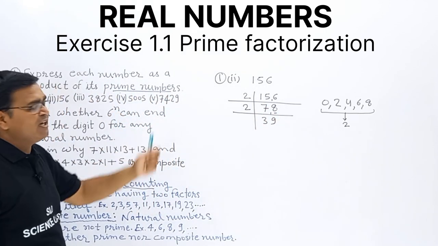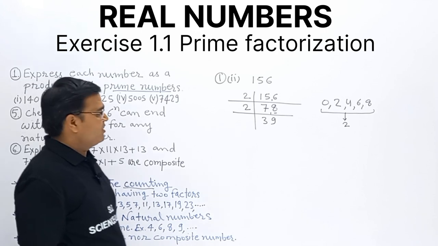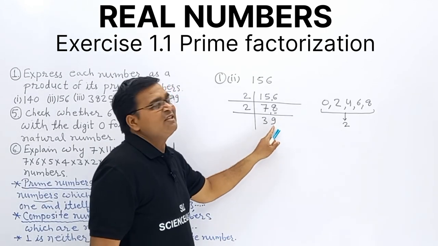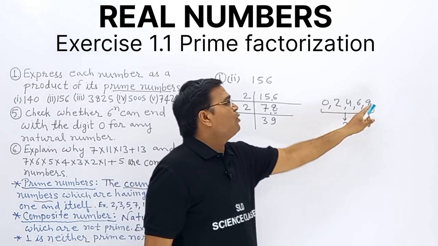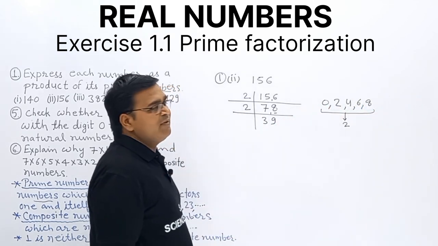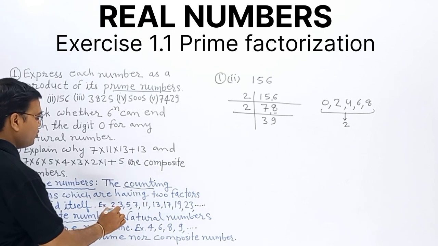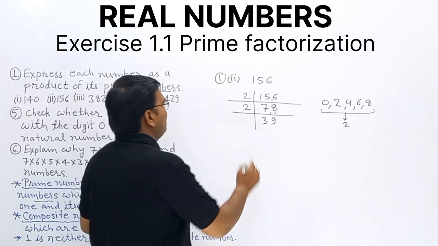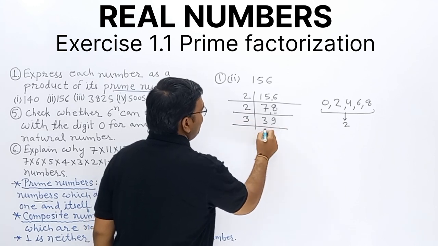Now can we divide 39 by 2? No. Why? The unit place has 9, and 9 is not in these numbers. So we will use the next prime number. And what is the next prime number? 3. 3 is the next prime number. So I am dividing by 3.